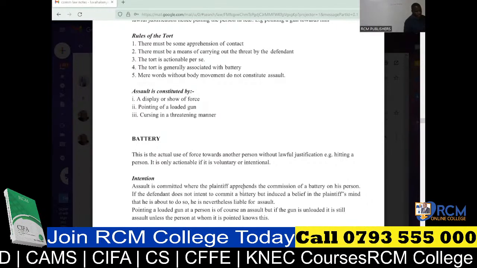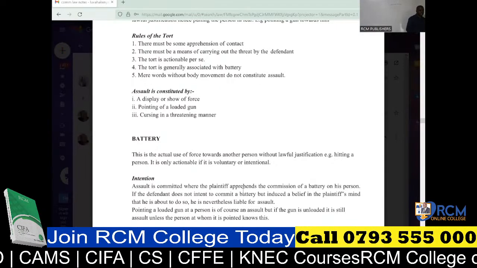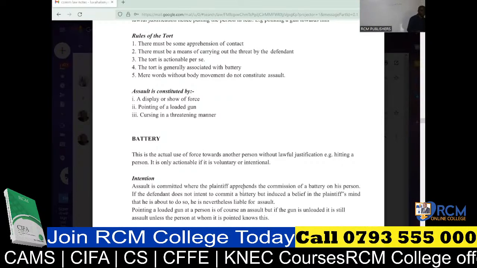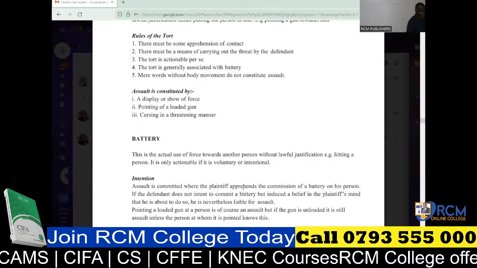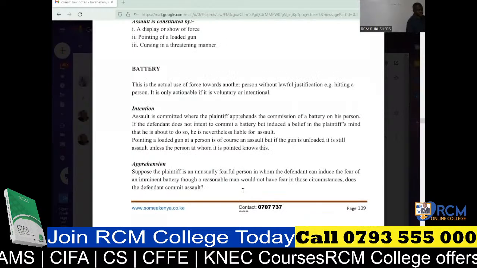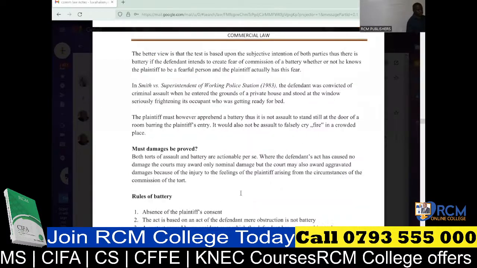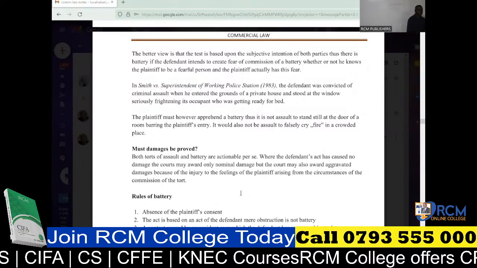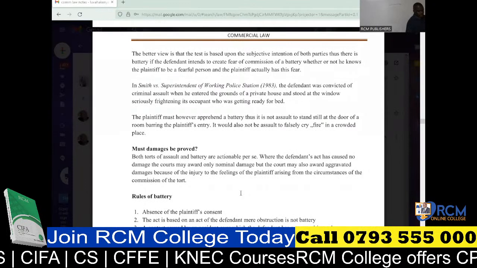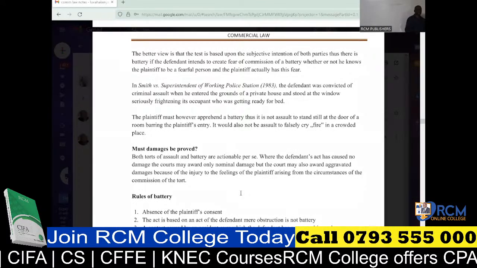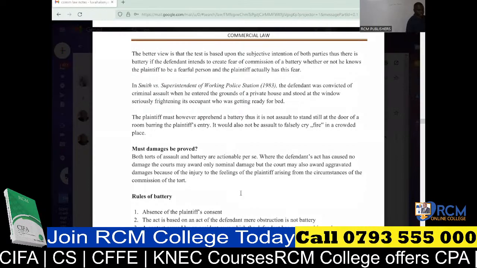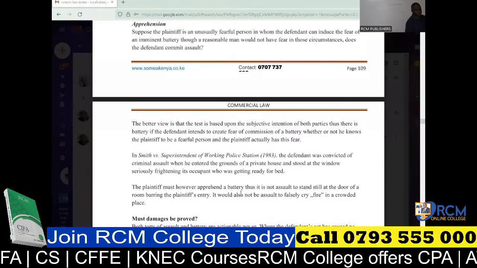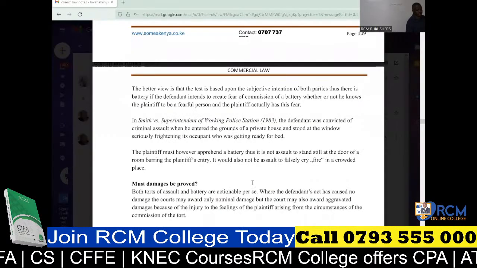Suppose the plaintiff is an unusually fearful person in whom the defendant can induce fear of an imminent battery, though a reasonable man would not have fear in those circumstances. Does the defendant commit assault? The better view is that the test is based upon the subjective intention of both parties. Thus, there is assault if the defendant intends to create fear of commission of a battery, whether or not he knows the plaintiff to be a fearful person, and the plaintiff actually has this particular fear.